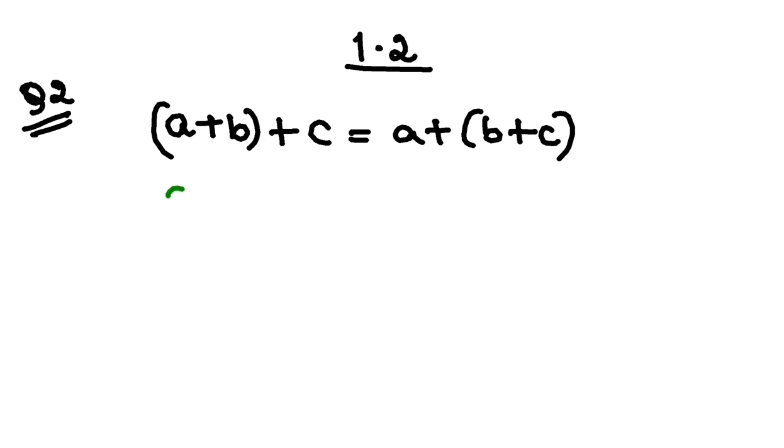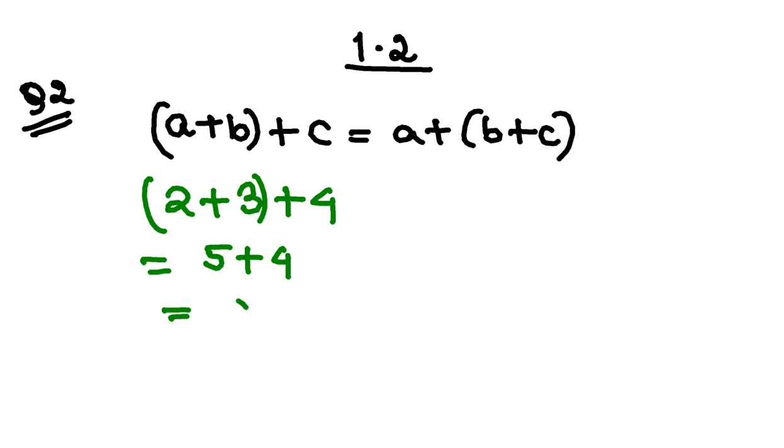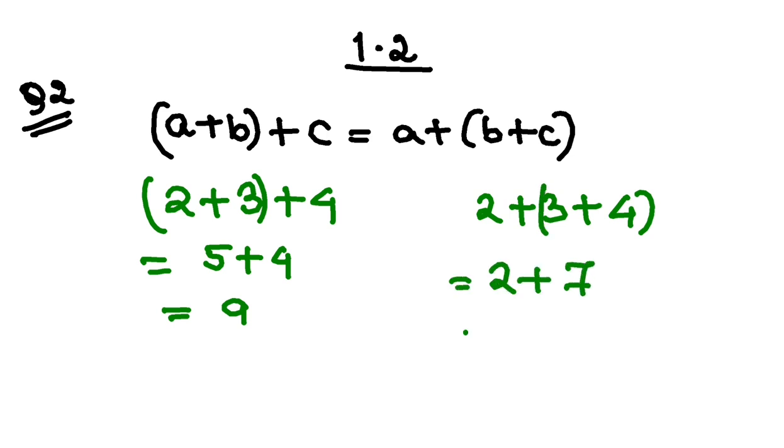So let's take three numbers, (2 + 3) + 4. If we do this, 2 plus 3 is 5, 5 plus 4 is 9. Let's see the same numbers, 2 + (3 + 4). Now if we do this, this is again 2 plus 7, again 9, right? So these two sides are equal. This is called associative law.